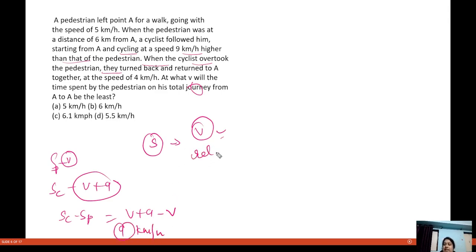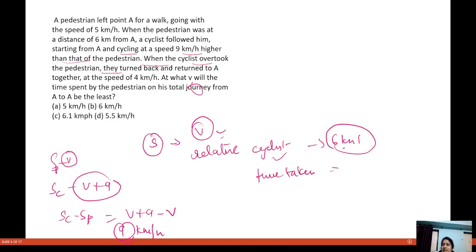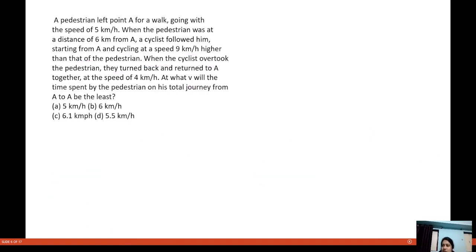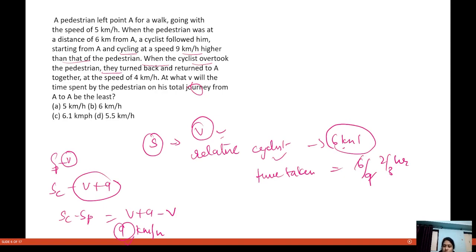What is the relative distance that this cyclist has to travel? That is 6 km, because this pedestrian started 6 kilometers before. So the time taken to overtake will be, relative distance is 6 kilometers, relative speed is 9, so 6 divided by 9. That is 2 by 3 hours. So the time taken to overtake is 2 by 3 hours.